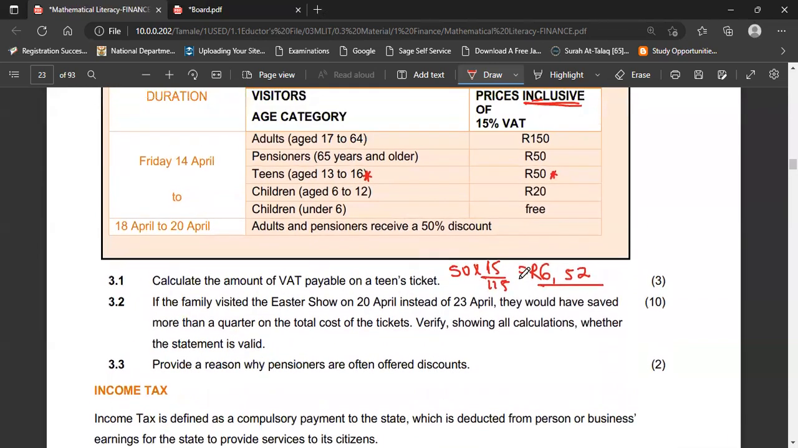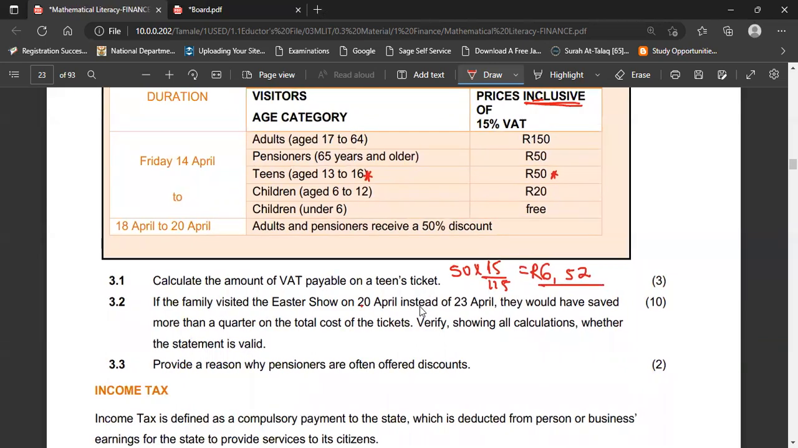We look at this other question here. It says, if the family visited the show on the 20th, take note, 20th and 23rd. On the 20th, there's a discount. Look at that. There is a discount, which means the 23rd is at the normal costs. All right. So they are saying if they visited on the 20th instead of the 23rd, they would have saved more than a quarter on their total cost of tickets.